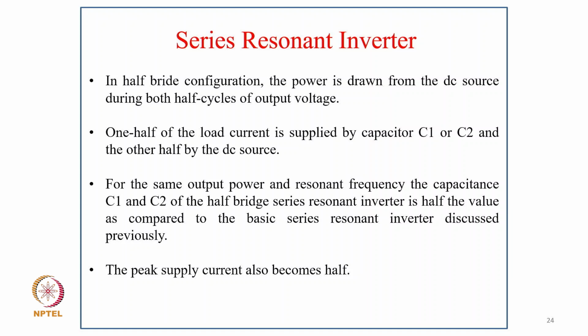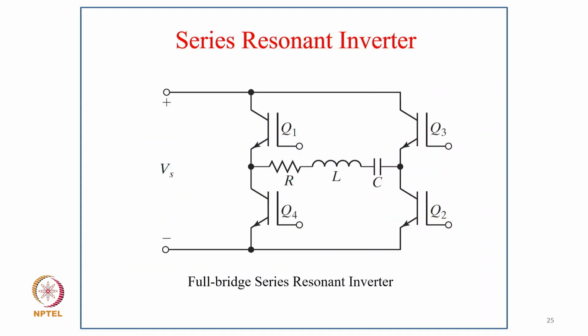So in the half bridge configuration, the power is drawn from the DC source during both half cycles of the output voltage, and one half of the load current is supplied by capacitors C1 and C2 and the other half by the DC source. So for the same output power and resonant frequency, the capacitance C1, C2 of the half bridge resonant inverter is half of the value as compared to the basic series resonant inverter discussed previously, and the peak supply current also becomes half.